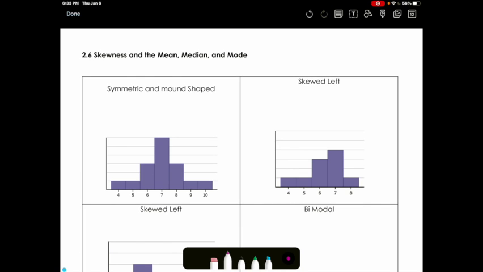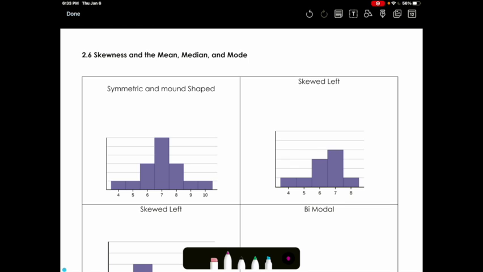In this lesson, we're going to talk about the skewness and the mean, median, and mode. So we're going to look at some graphs, and when you're graphing histograms or any statistical graph, some of the characteristics that we're looking for is the spread, which shows us the variability in the data, and then another thing that we look for is the shape of the distribution.